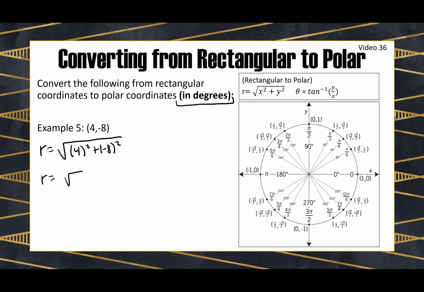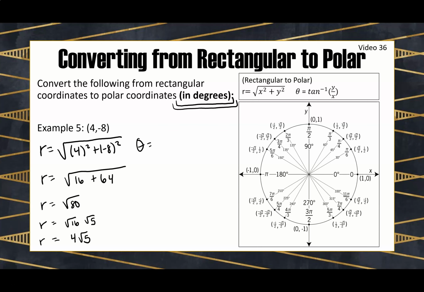So that's going to be 16 plus 64. That's going to be the square root of 80. And I can write that as square root of 16 times the square root of 5, because 16 times 5 is root 80, and that gives me 4 root 5. I love the radius, it's easy. So now we have to find theta, and it's in degrees, so you want to change your calculator into degrees.